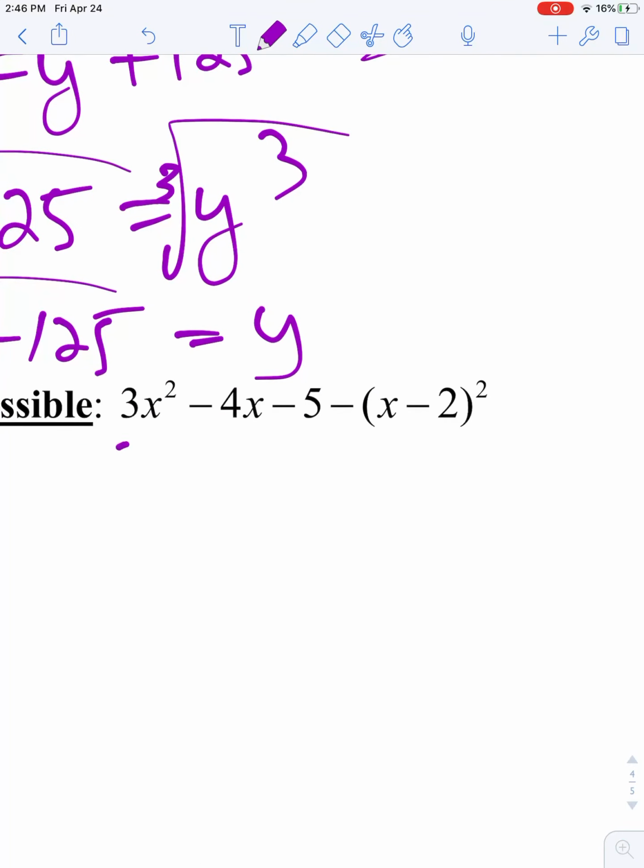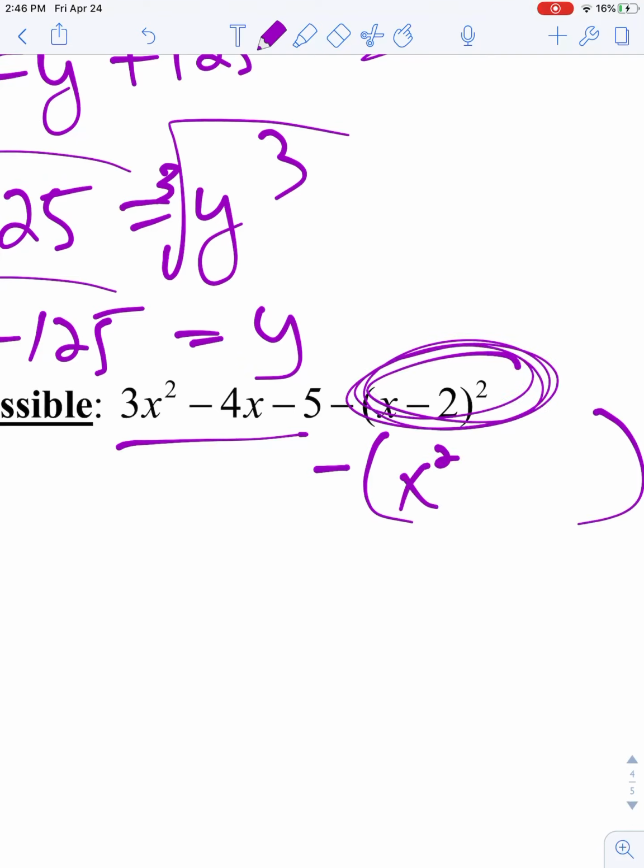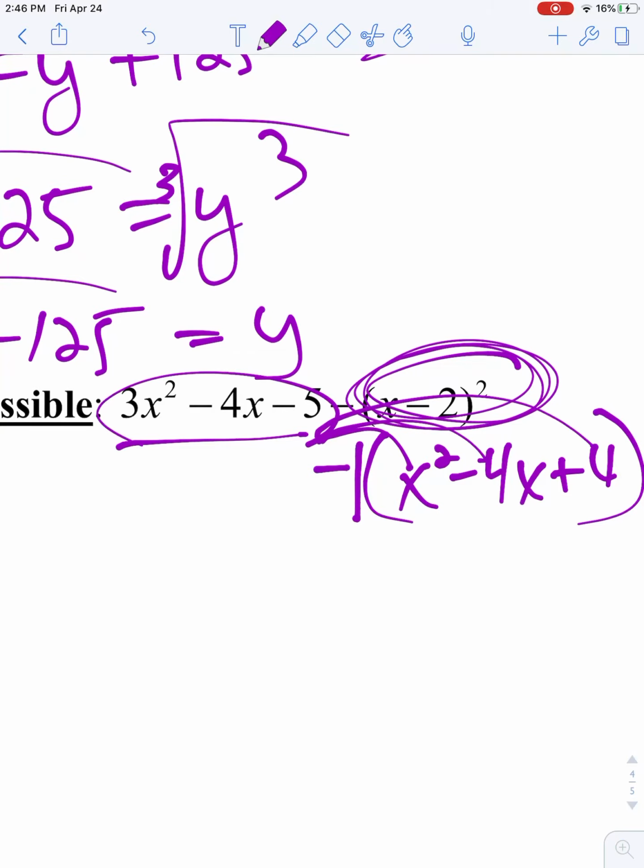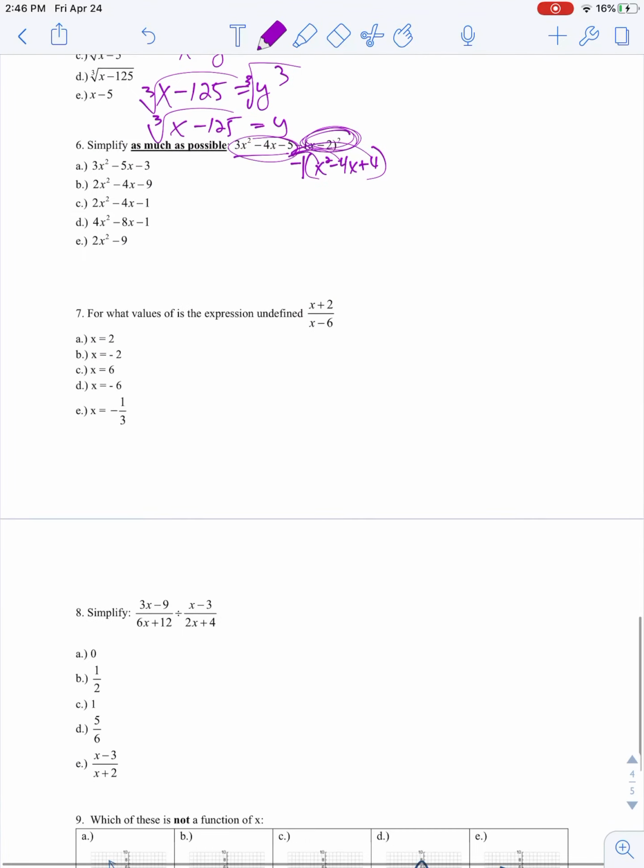Simplify as much as possible. So this is all going to stay the same, but you're going to go minus, write this out twice, because that'll be 4x plus 4. You have to distribute this negative 1 and then combine it with this. All right, just so you know.